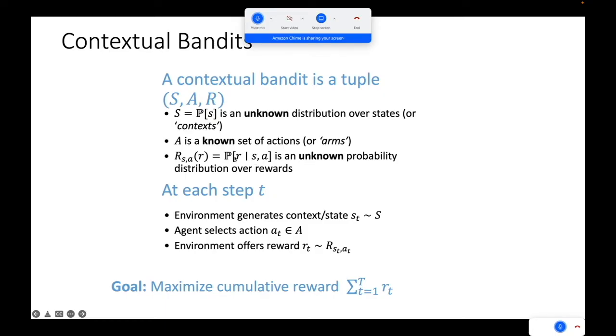So in a multi-arm setup, we have only R conditioned on the arm or action, but now S is the additional conditioning factor we have. So the way that this algorithm proceeds, at each time step, the environment will present a context or a user with a context vector S. Depending on the context, the agent will select an action, and depending on the action and the context together, the environment will offer a reward. The goal here again is to maximize the cumulative reward or to minimize regret.